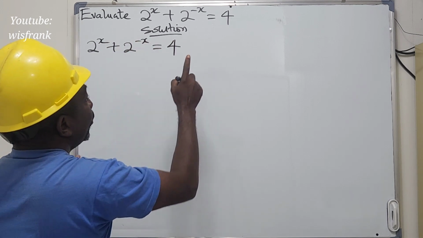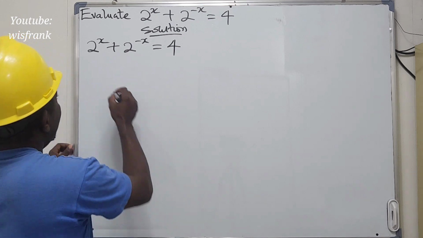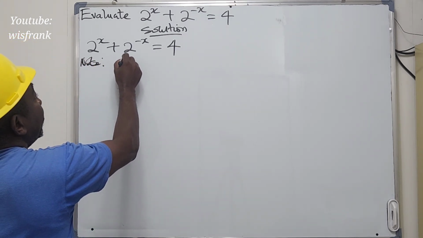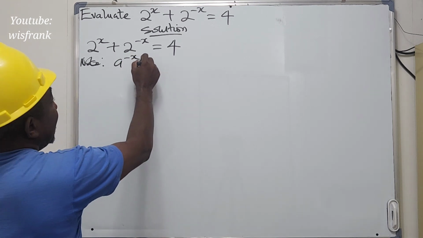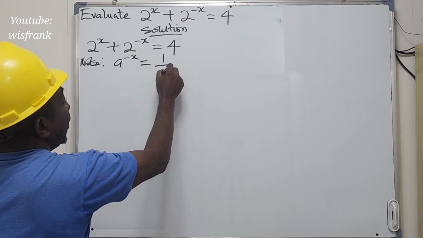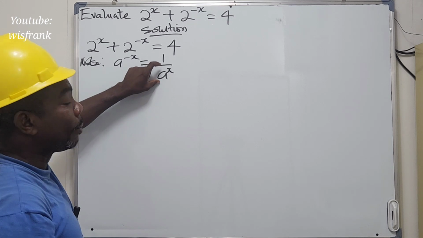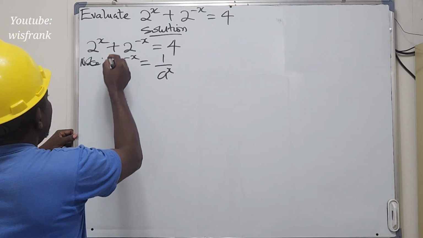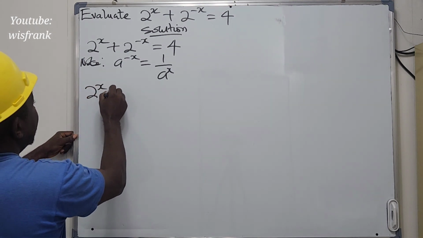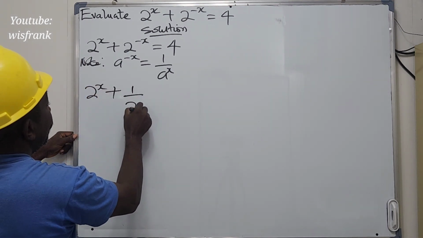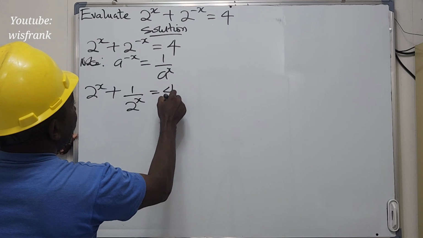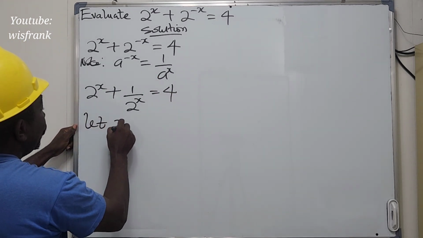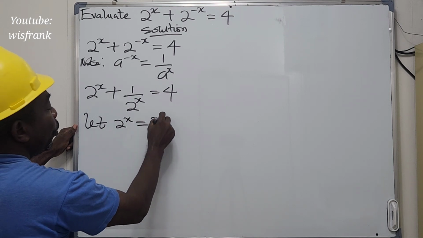equals to 4. Before we continue, we need to recall that, note, when we have a to the power of minus x, it is the same thing as 1 all over a to the power of x. So we are going to apply this to where we have 2 to the power of minus x. So this will become 2 to the power of x plus 1 all over 2 to the power of x equals to 4. So doing this, we can say let 2 to the power of x equals to u.